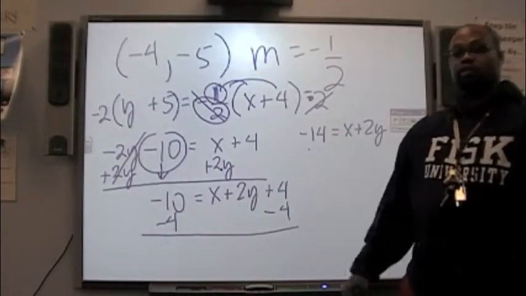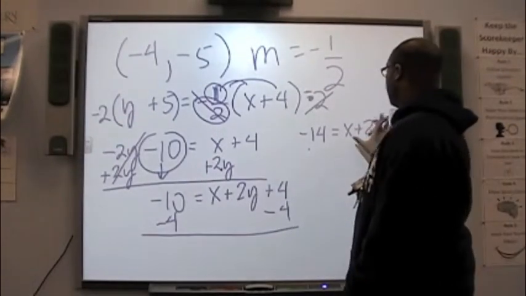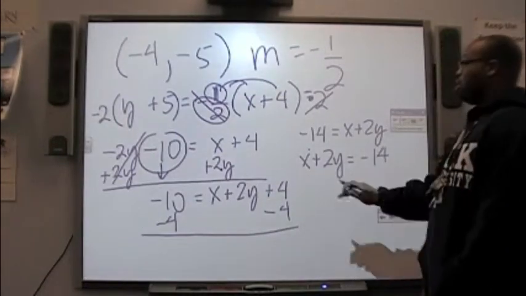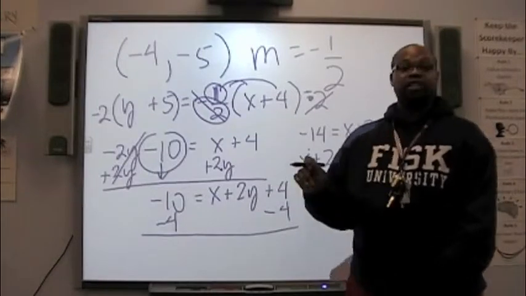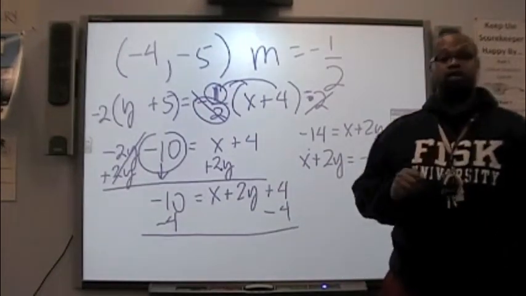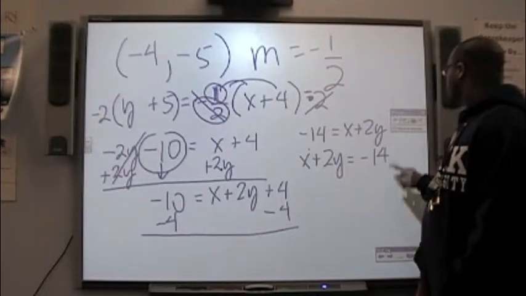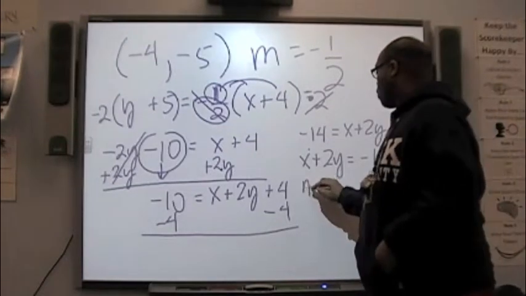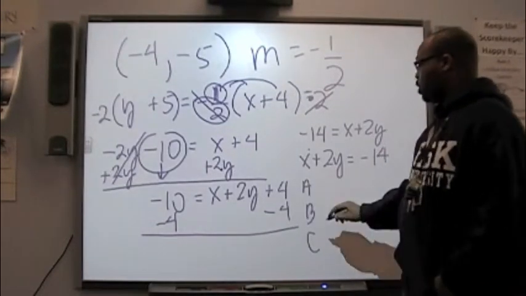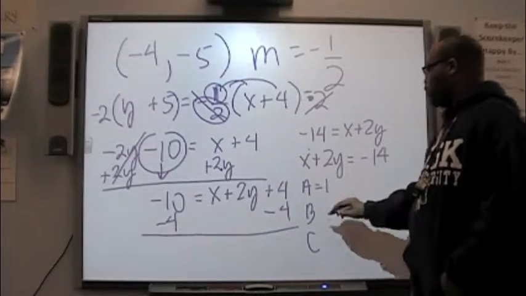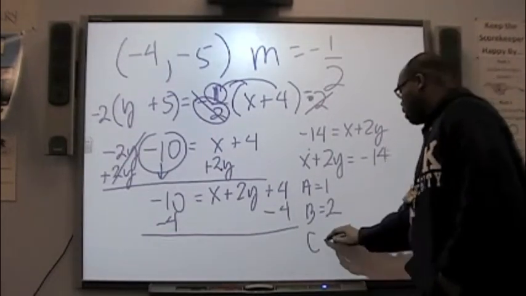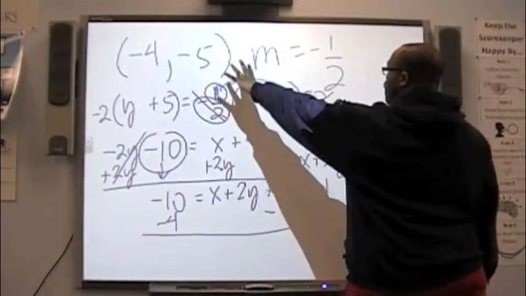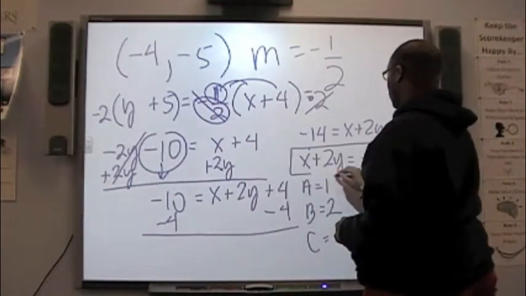This is already in standard form, but let's make it look a little prettier. I'm going to move this to the left-hand side. It's going to be x plus 2y equals a negative 14. My a is positive and it's an integer. Everything here is integers, no rational numbers. Let's make sure it is in standard form by identifying your a, b, and c. A is the coefficient to x, a equals 1. B is the coefficient to y, b equals 2. And c is your constant, it's negative 14. So we've successfully moved it all the way to standard form.